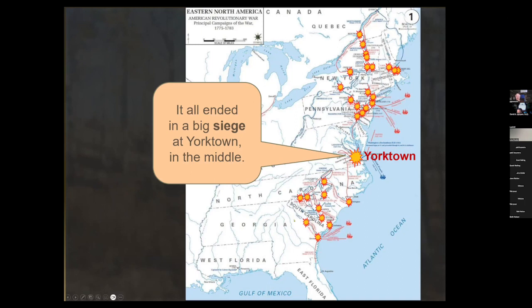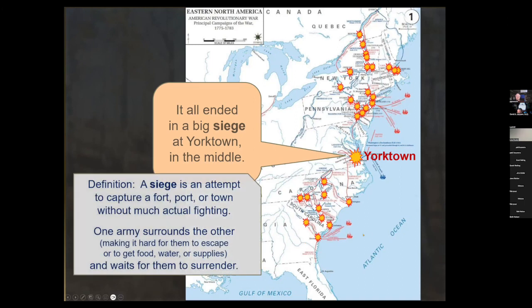One of them was at Kings Mountain. So I won't even call the Yorktown a battle. I just call it a siege. It's an attempt to capture a fort without much actual fighting. Now I know Dave's going to be all uptight because Alexander Hamilton led one of the attacks on one of the redoubts, and we all know that that's going to have to become important like that, and that's true. But let's go back and figure out what was really going on. One army surrounds the other and waits for them to surrender. It's as simple and as complicated as that.